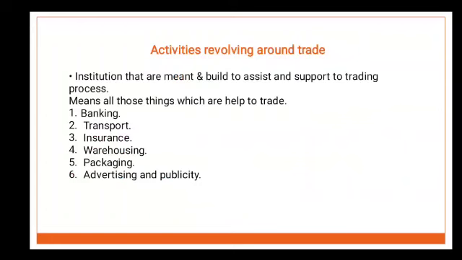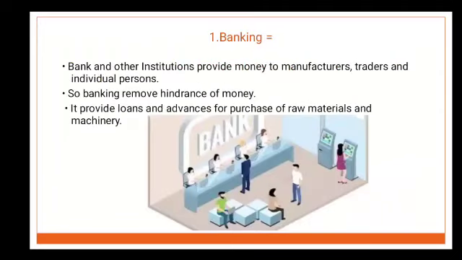Institutions that are made and built to assist and support the trading process means all those things which help to trade. In that, first, banking, second, transport, third, insurance, fourth, warehousing, fifth, packaging, and sixth, advertising and publicity. We will discuss one by one.